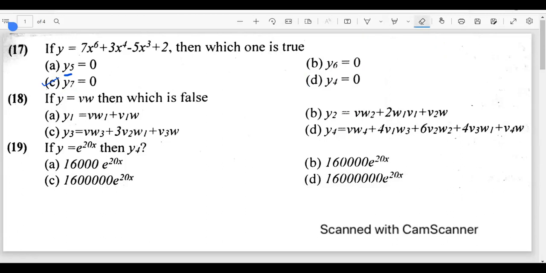Product rule. Yes, very good. Product rule. Excellent. So it says if y is this, which one is false? Okay, we are looking for the wrong one. Should be A. No, A is correct. A is correct. Yes, we are looking for the false one. Second derivative basically.